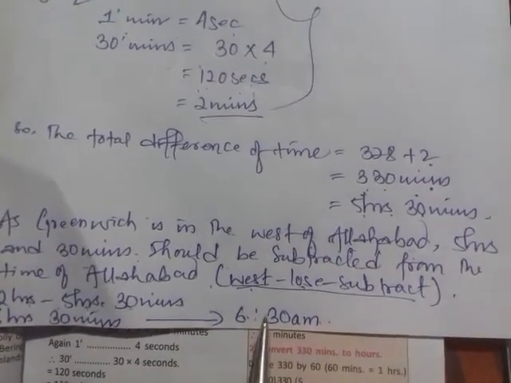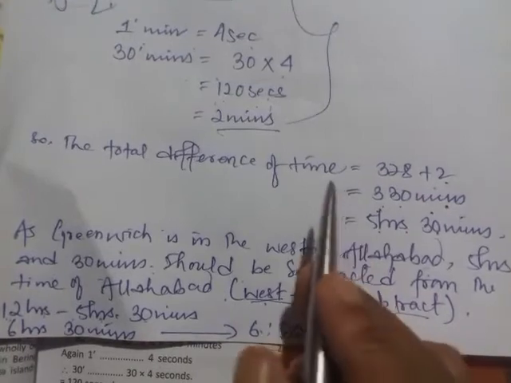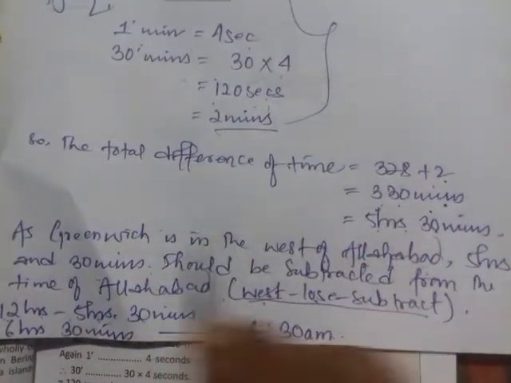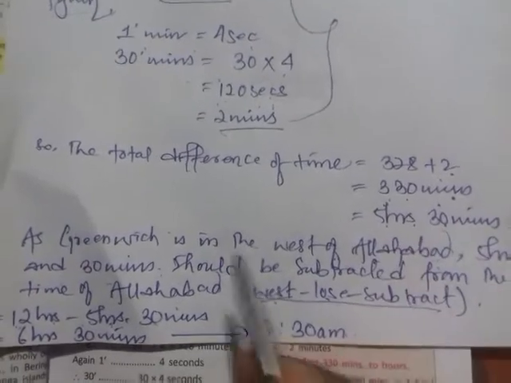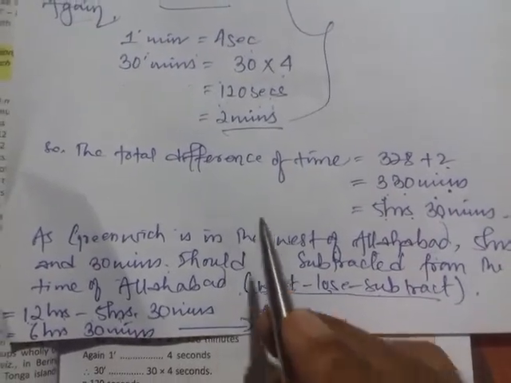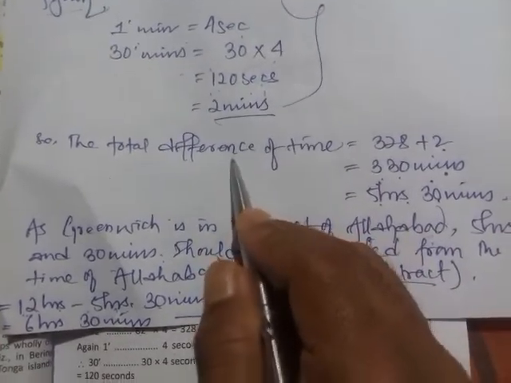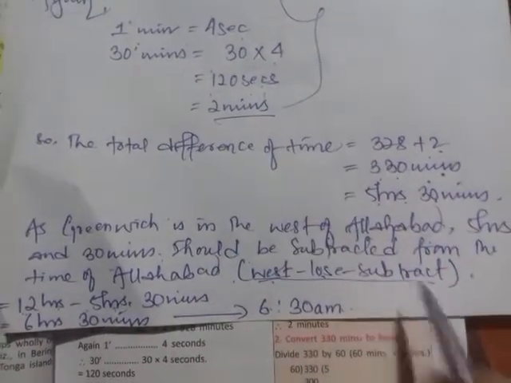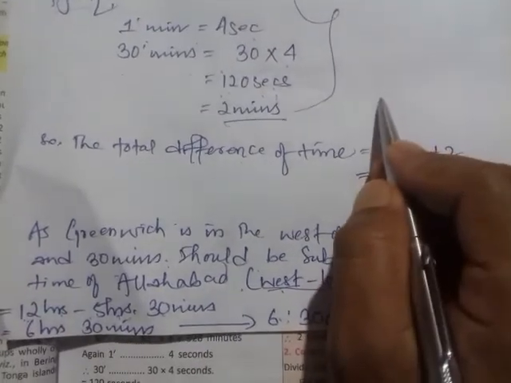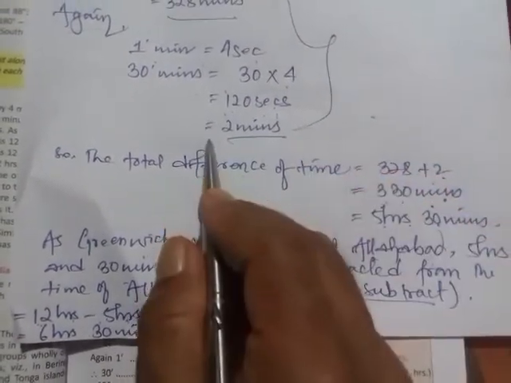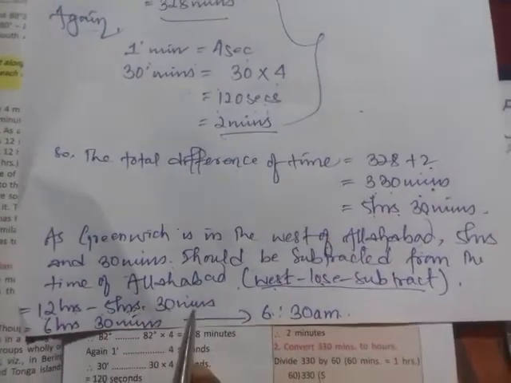Why are we subtracting here? Because Greenwich lies in the western side of Allahabad. That's why we are subtracting. If we would have been asked to find the time of Allahabad instead of Greenwich, then we could have added the time. But the time of Allahabad is given, and we are asked to find the time of Greenwich, so we are coming back to the western side. That's why the time gets subtracted.